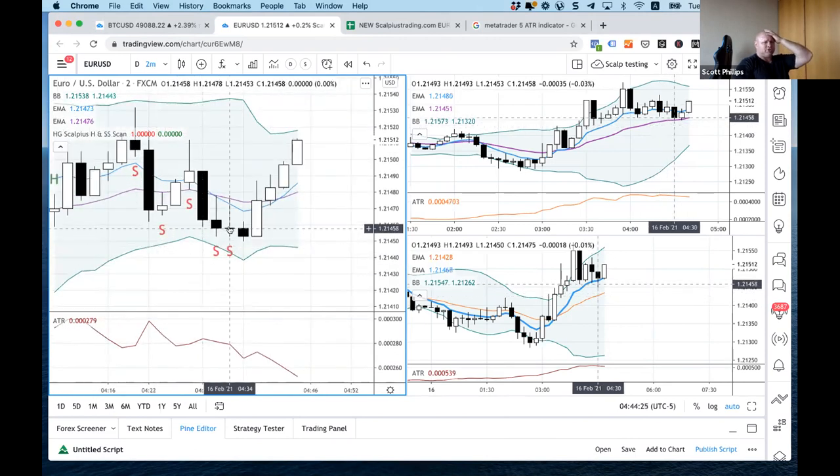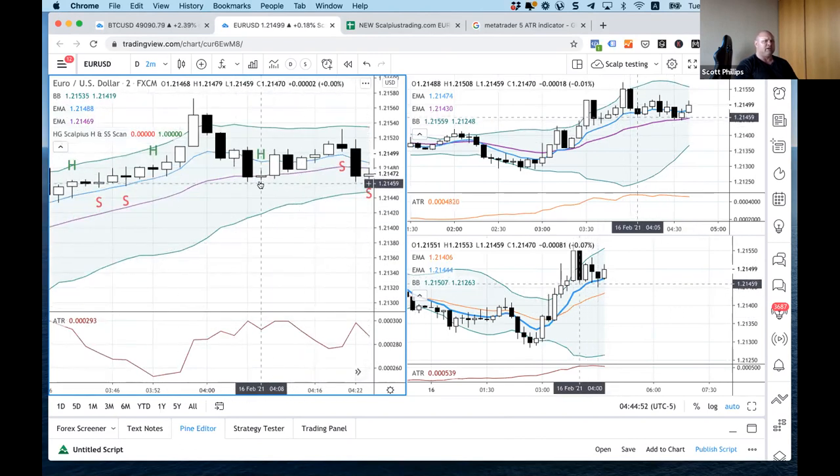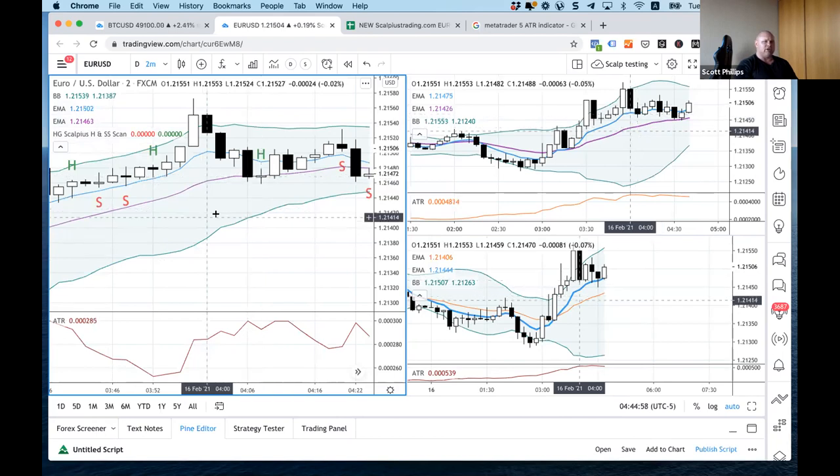The definition of a shooting star is a candle with an upper wick equal to or greater than 2 times the real body. The real body is the colored bit, black or white. So here it's obvious that the upper wick is equal to or greater than 2 times the real body, and we have a close in the lower half of the range. So the shooting star definition: upper wick equal to or greater than 2 times the real body, which is the colored bit, and a close in the lower half of the range. Hammer candle: lower wick equal to or greater than 2 times the real body, and a close in the upper half of the range. So generally you can recognize this.